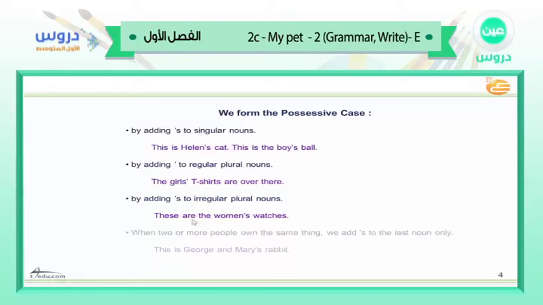Apostrophe then S. Number four, when two or more people own the same thing, we add apostrophe S to the last noun only. For example, this is George and Mary's rabbit. So the rabbit is for George and Mary, together. But we don't put S here and S here, only one. Apostrophe and S with Mary. Maybe you can say, this is Mary and George's rabbit. It's okay. So put it with the second one.